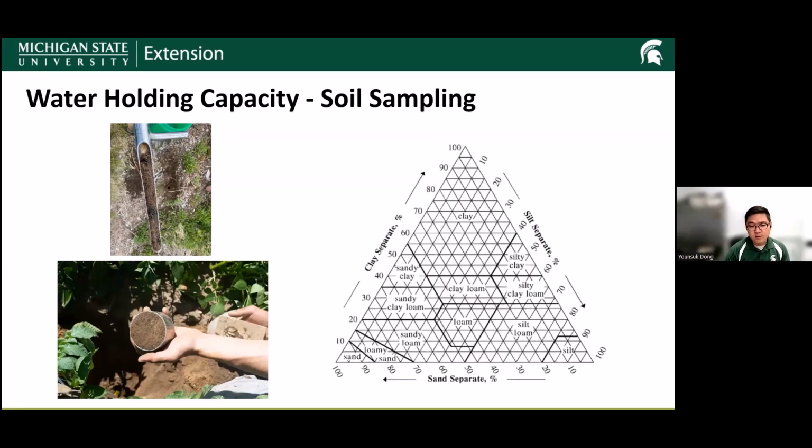And the soil type is the primary parameter that determines the water holding capacity. So knowing what soil type you have in your field is very important to determine how much the soil can hold the water.